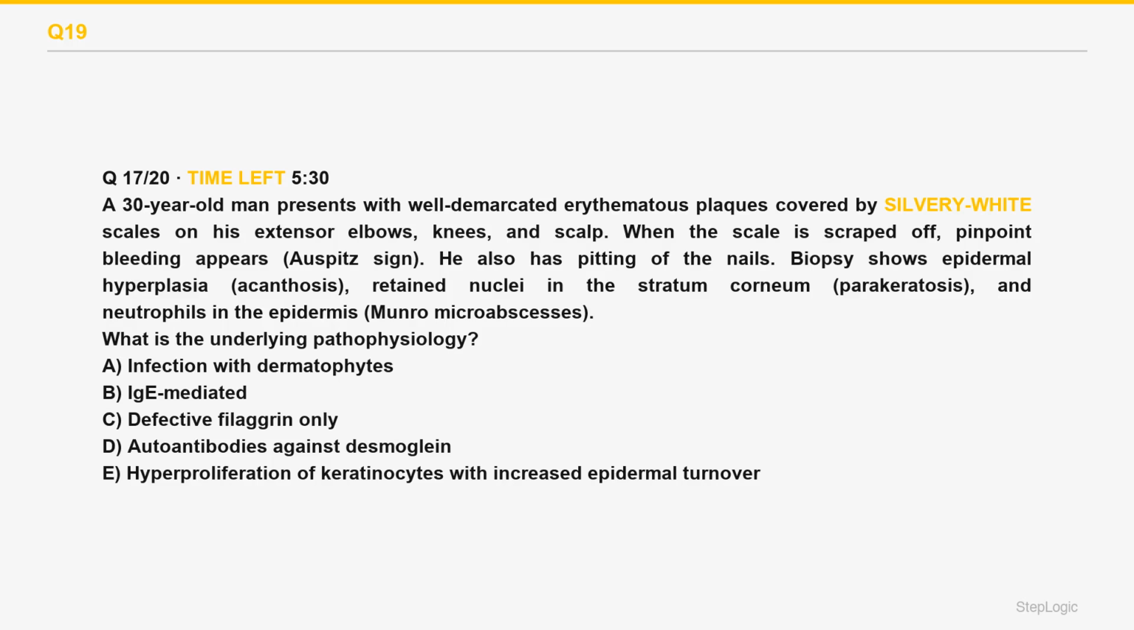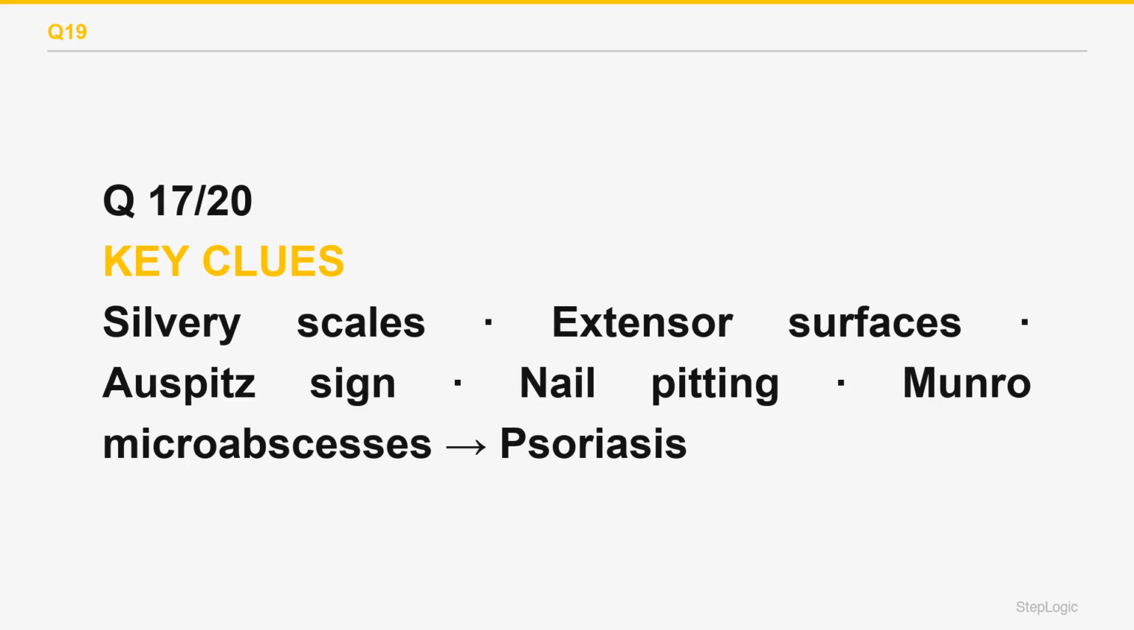Read the command: underlying pathophysiology. Silvery plaques on extensors, Auspitz sign, nail pitting, parakeratosis, Munro microabscesses: psoriasis, keratinocyte hyperproliferation. This is psoriasis, a chronic immune-mediated inflammatory skin disease. The underlying pathophysiology is hyperproliferation of keratinocytes with a dramatically increased epidermal turnover rate driven by an abnormal T-cell Th17 immune response with cytokines like TNF and IL-17.